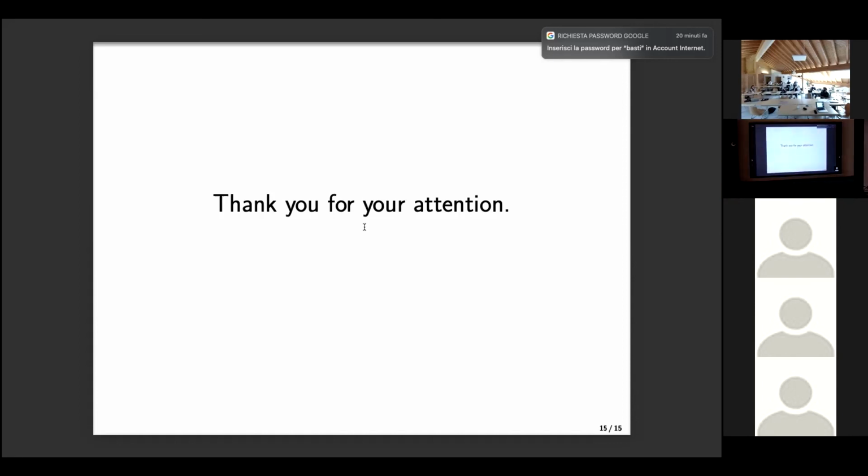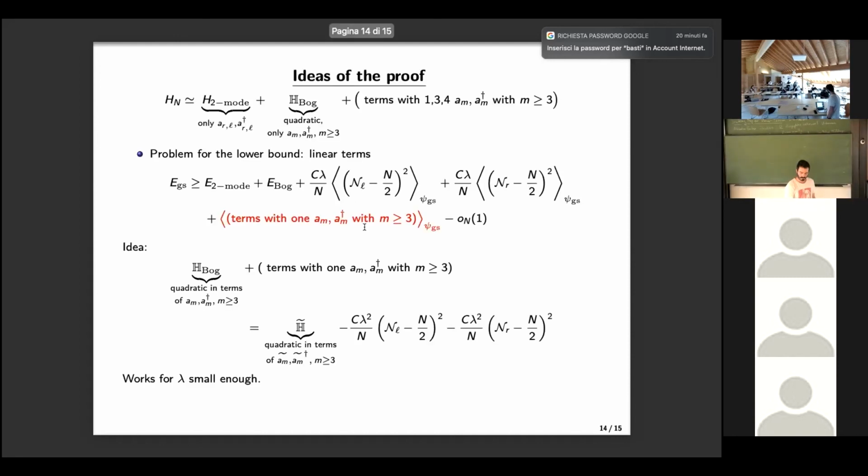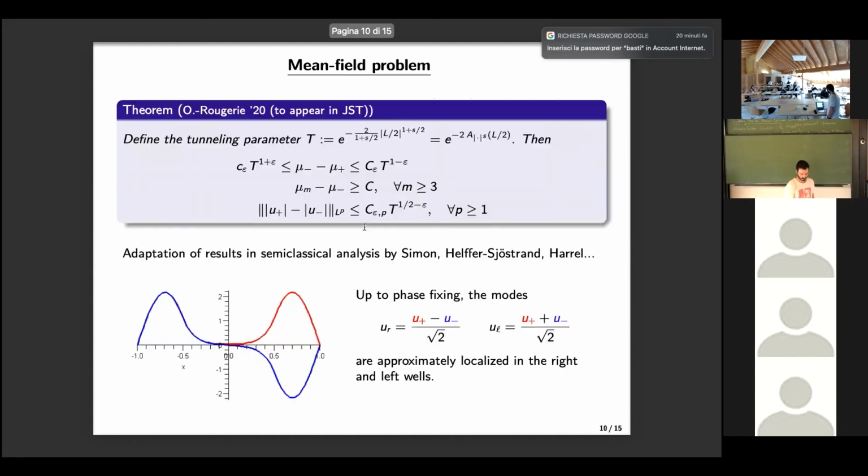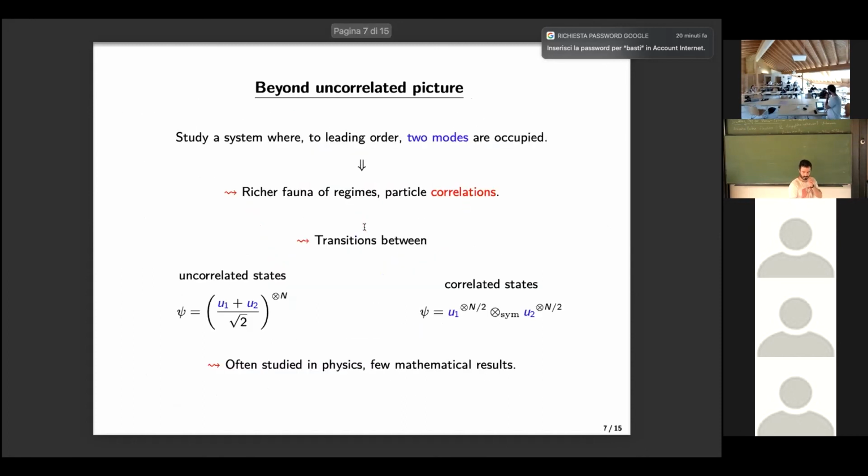Yes, Nils? I was wondering, so you were comparing these two types of states, right? What you call correlated and uncorrelated state. Yes. Suppose you could imagine a third type of state, which is something like U1 tensor n plus U2 tensor n. Yes. Could you compare that to your states, and would you be able, by your results, to distinguish?